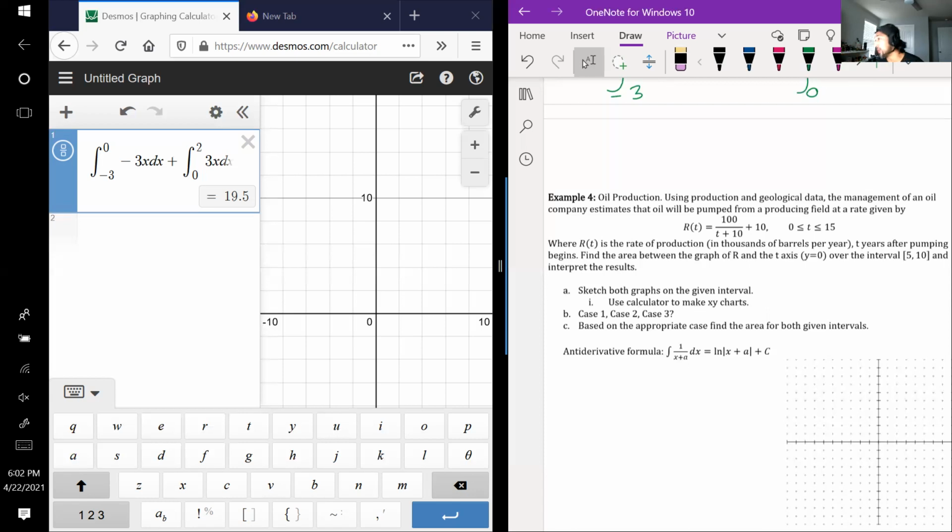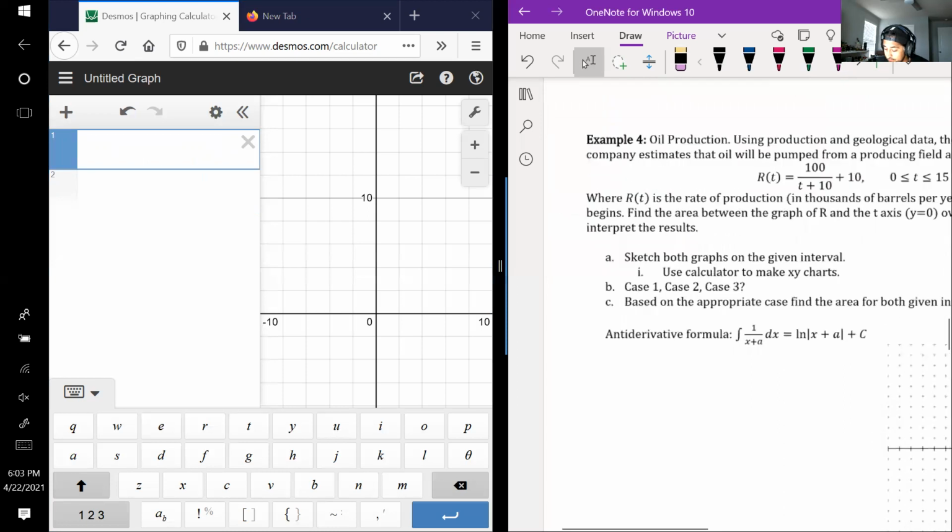So you can replace T with X. They both mean the same thing. Here they're using the variable T. Over the interval 5 to 10 and interpret the results. So just like the last one, make our XY charts for both functions, graph it, find the case, set up the integral. But if you're using your calculator or Desmos, we're not going to use T, we're going to use X. If you put T in here, it's going to ask you something crazy. So just stick with X. I'll even write that down here.